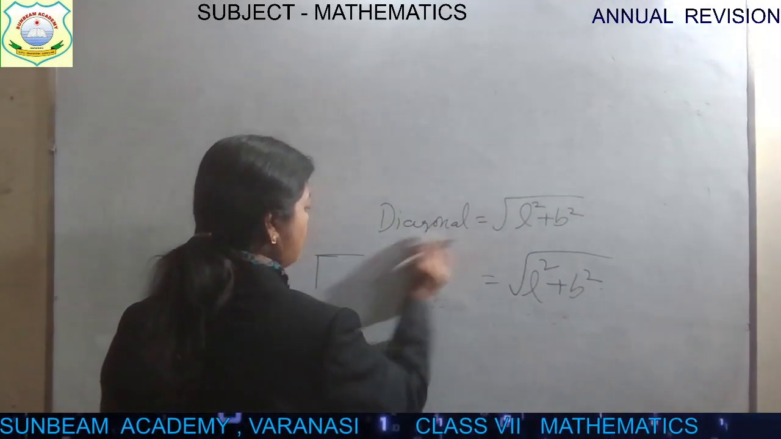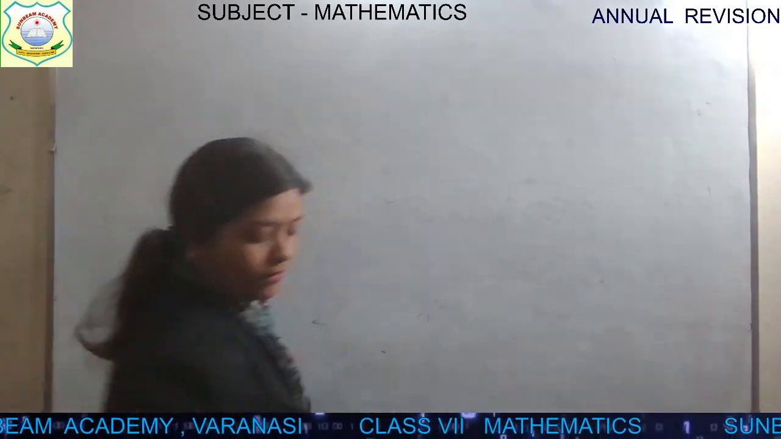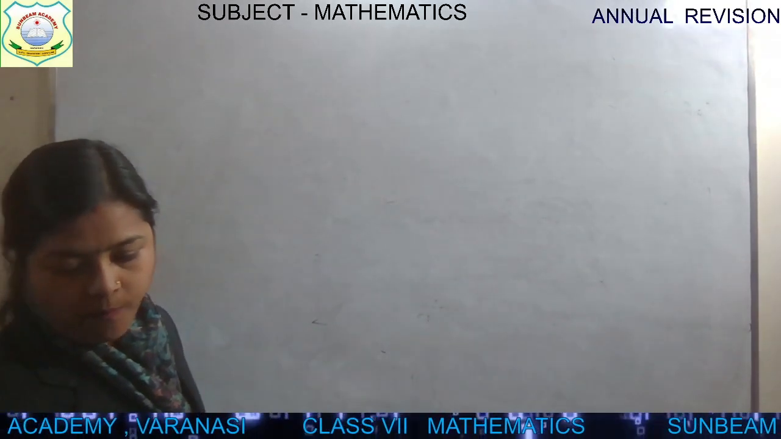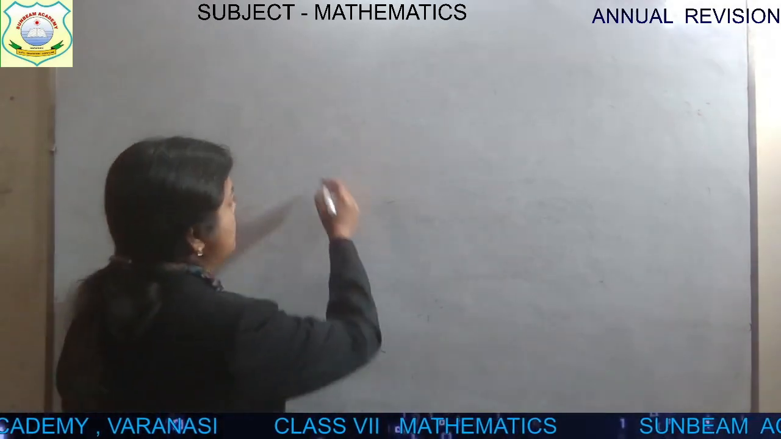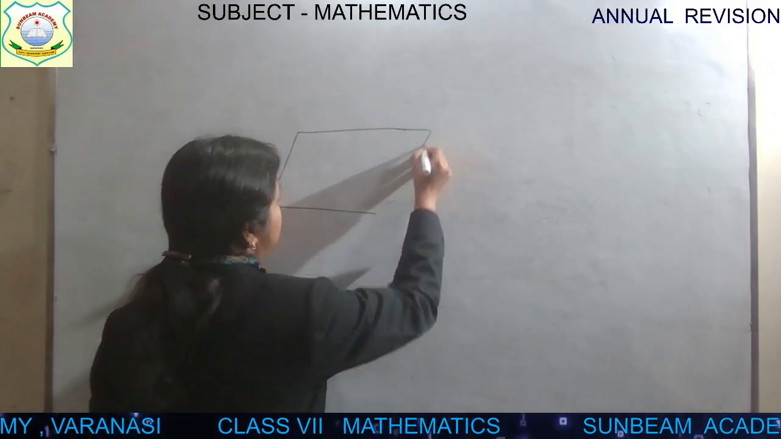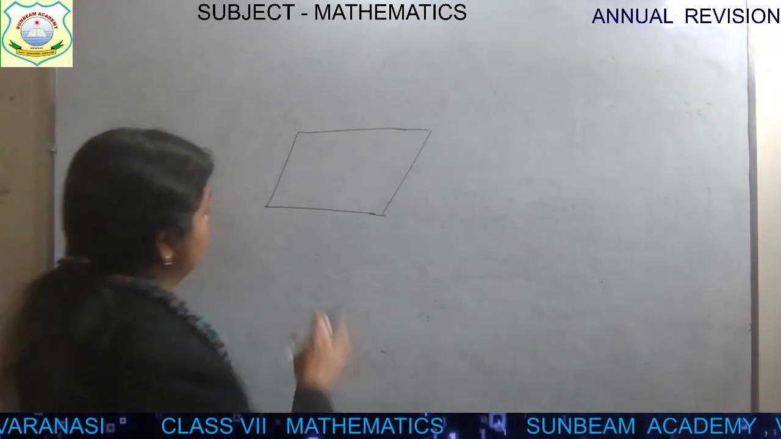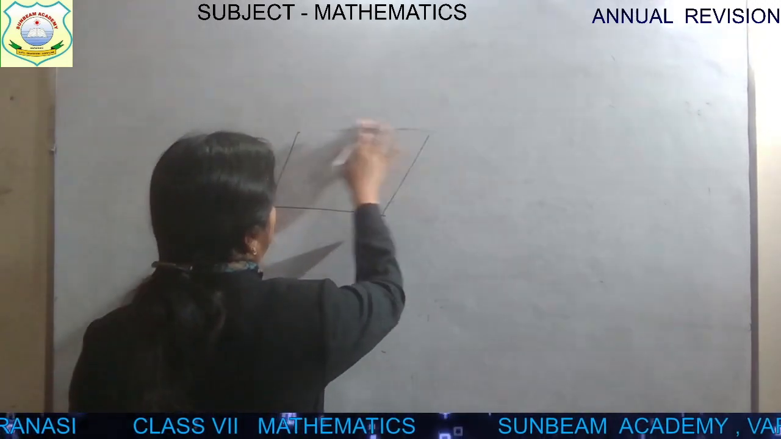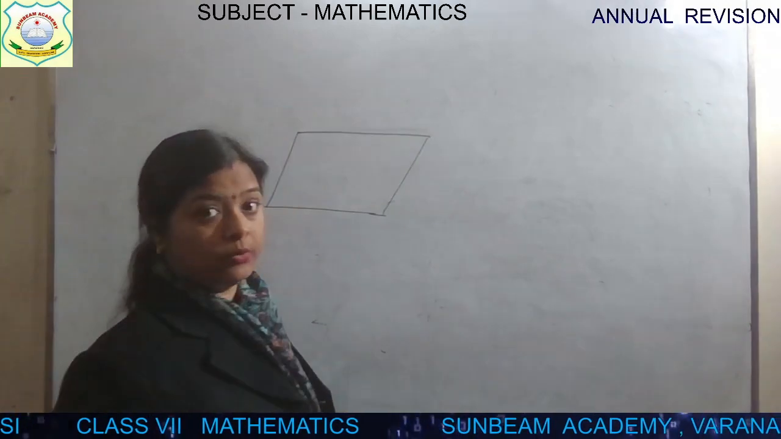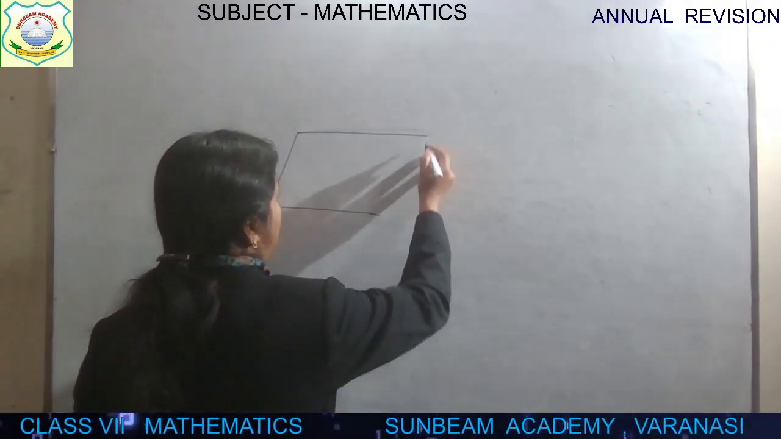Next. After this you are having parallelogram. Parallelogram, children, square is done. Then parallelogram. In a quadrilateral, if two pairs of opposite sides are parallel, then this is called a parallelogram. It is called a parallelogram. Okay, this is called a parallelogram.